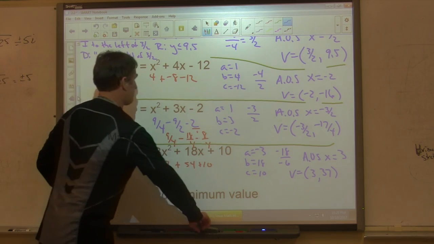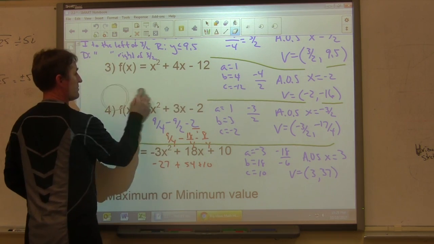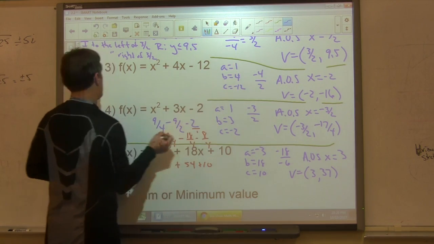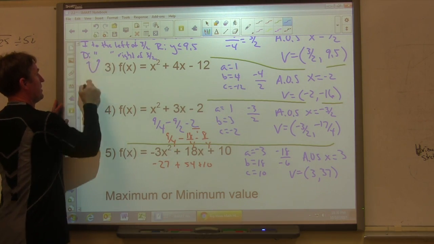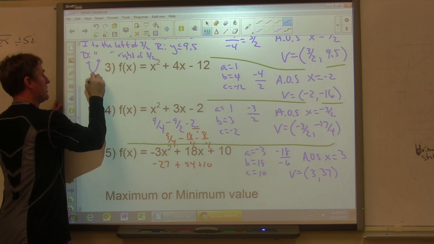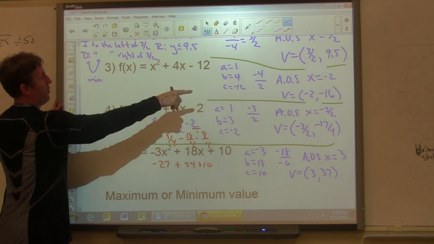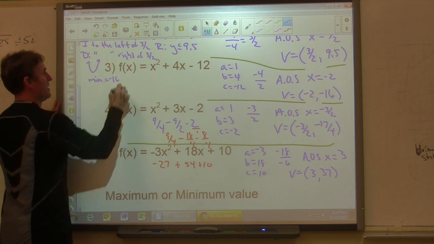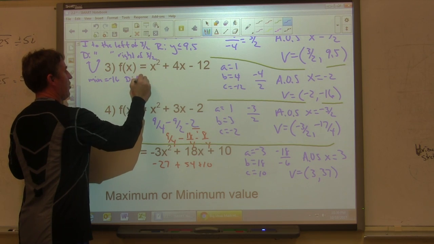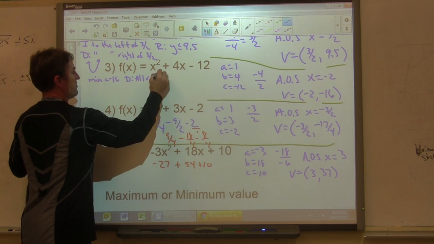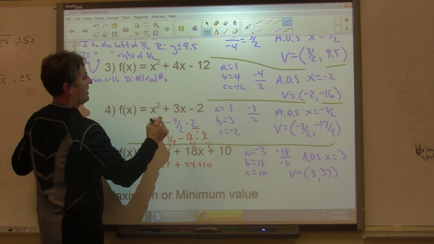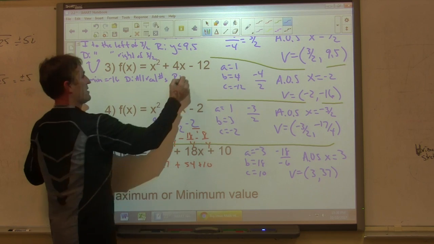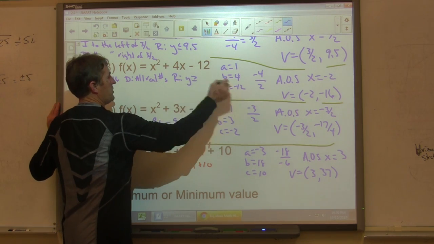The third one, okay, we look at the a value, it's positive, so it's opening up. So it has a minimum. Minimum at our y value, -16. The domain, again, always all real numbers. And the range is our y values, and they increase, so y is greater than or equal to -16.